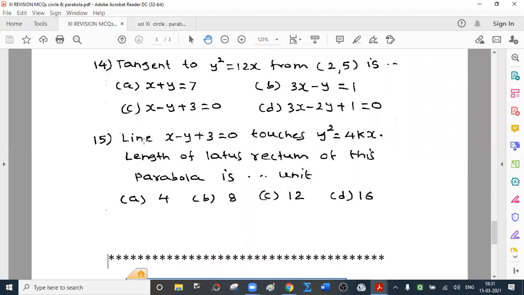Now the last sum for today's discussion. Line x minus y plus 3 equal to 0 touches parabola y square equal to 4kx. Length of latus rectum of this parabola is. Basically for parabola y square equal to 4kx, the length of latus rectum is 4k. Means you are asked to find the value of 4k. Of course, if we know k, we can easily find 4k. Tell me the answer.